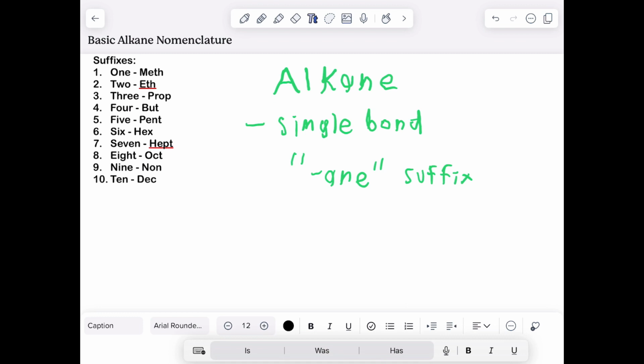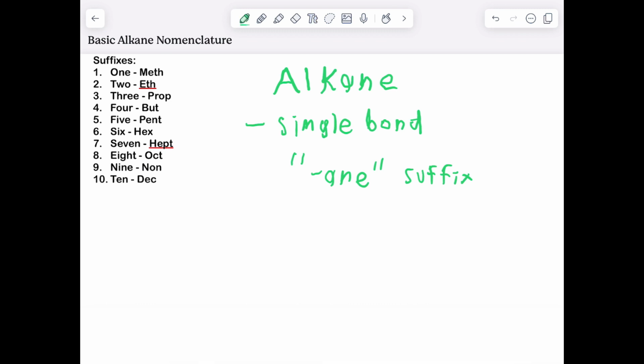I would just go ahead and memorize this list right here and ingrain it into your mind, because it's going to be a very essential stepping stone for the rest of OChem. And right now, I'm drawing an alkane for an example. So right now, I'm drawing an ethane.